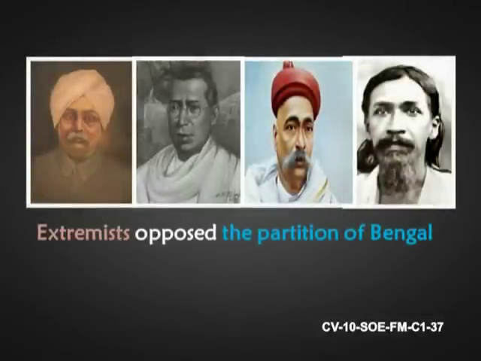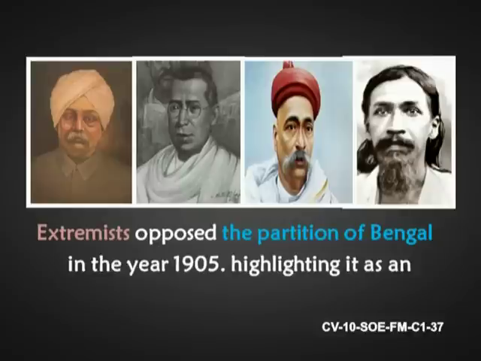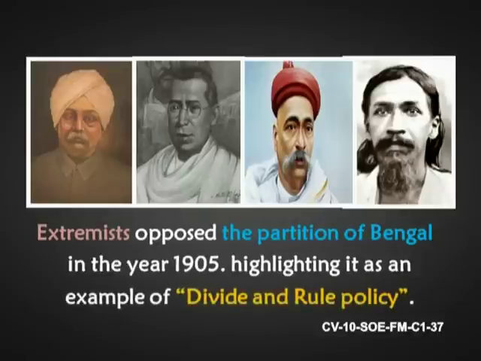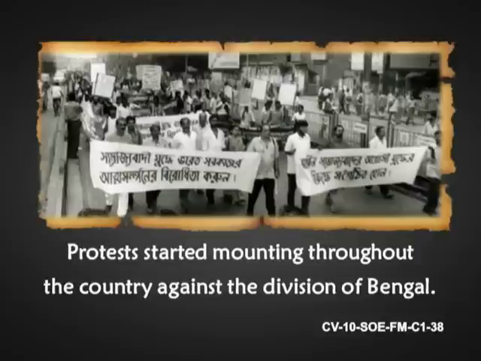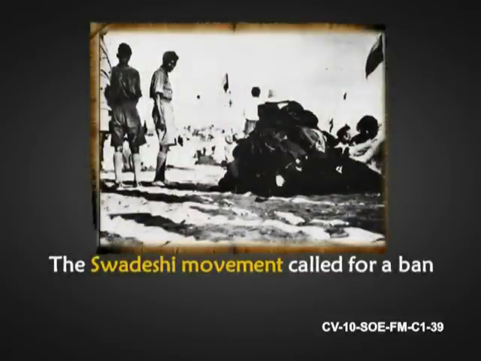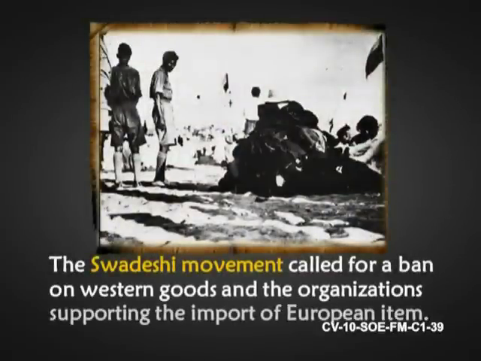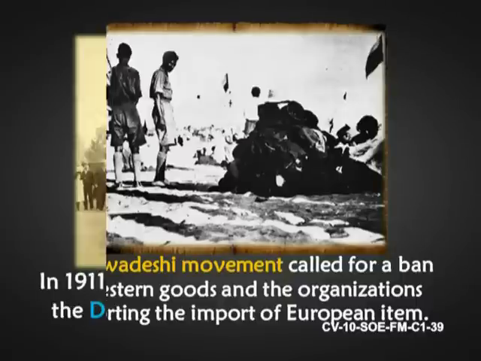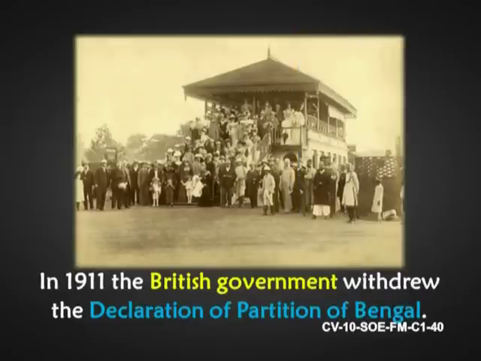Extremists opposed the partition of Bengal in the year 1905, highlighting it as an example of the divide and rule policy. Protests started mounting throughout the country against the division of Bengal. The Swadeshi movement was very important among these protests. The Swadeshi movement called for a ban on Western goods and the organizations supporting the import of European items. They encouraged the people to use Indian goods. In the backdrop of these explosive protests, in 1911, the British government withdrew the declaration of partition of Bengal.